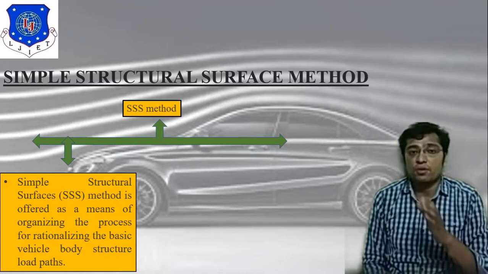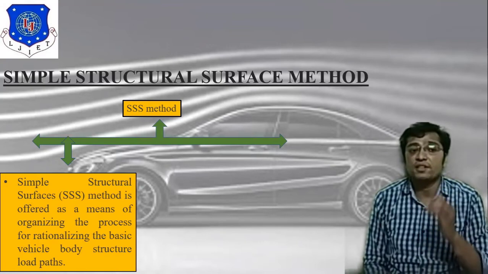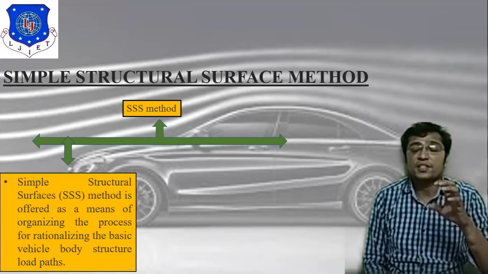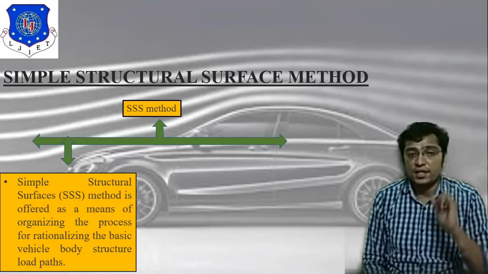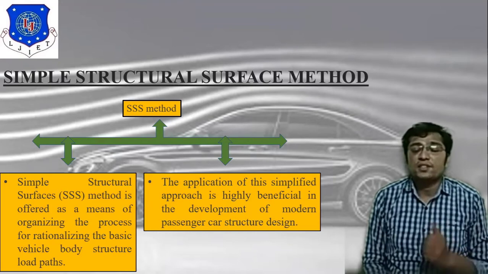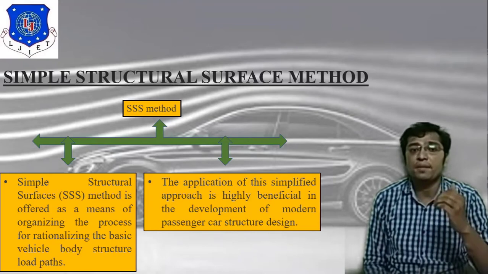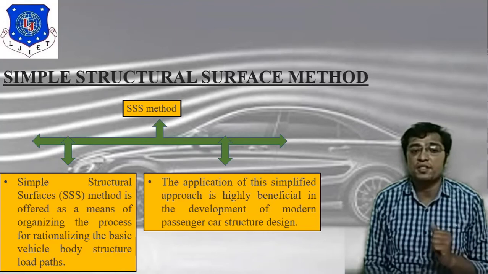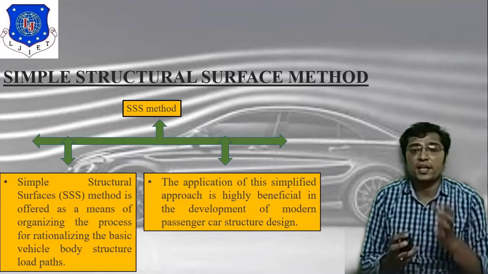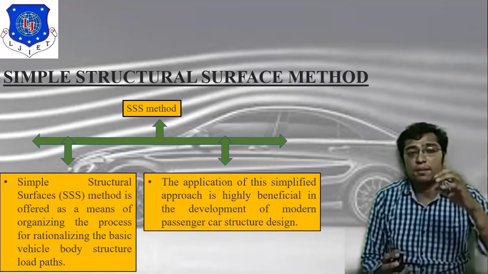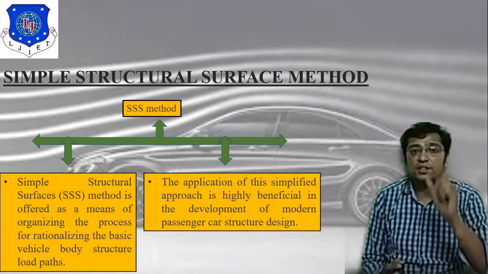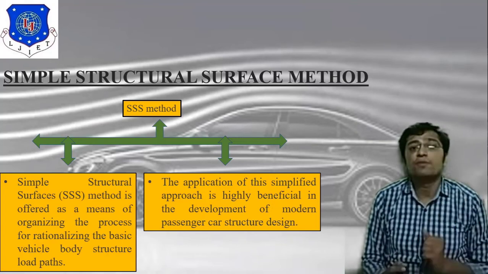The simple structure method is offered as a means of organizing the process for rationalizing the basic vehicle body structure load path. As I discussed earlier, it is generally related to load analysis, and right now we are working in ANSYS. Second, the application of this simplified approach is highly beneficial in the development of modern passenger car structure design. So ultimately, our target is to simulate the load in particular software, using the simple structure surface method. Move forward to the next slide.